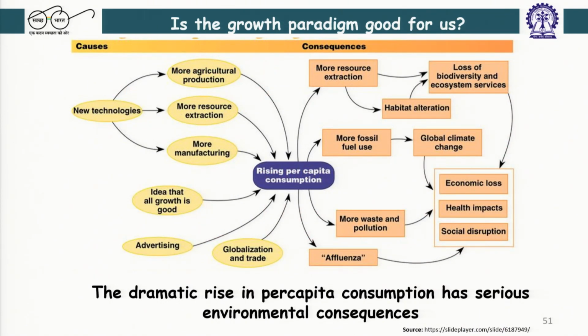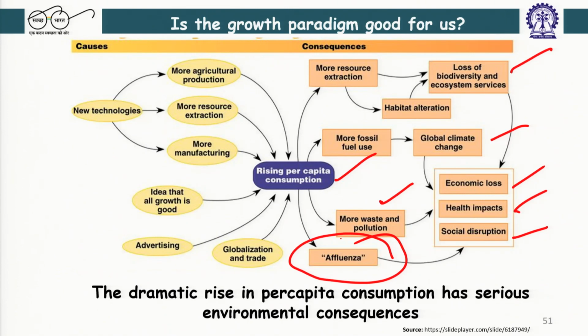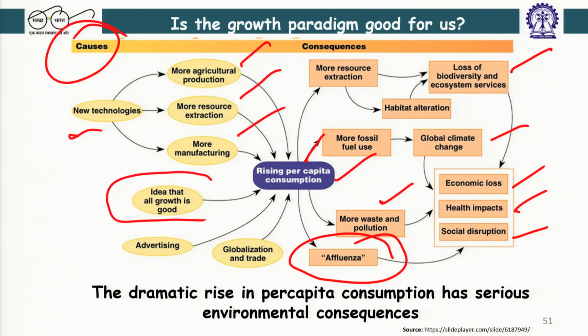So, the dramatic rise in per capita consumption has serious environmental consequences. A rising per capita consumption leads to more resource extraction, loss of biodiversity, more fossil fuel use, global climate change, economic loss, health impact, social impact, more waste, and then we talked about this issue of this affluenza disease. Then what are the causes? With the rising per capita, we go for more. We have to look for newer technologies, which means more agricultural production, more resource extraction, more manufacturing. All the idea that all growth is good.